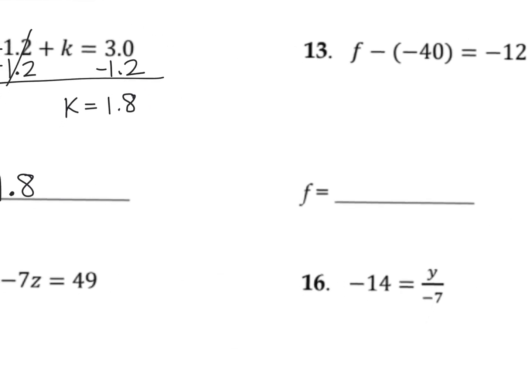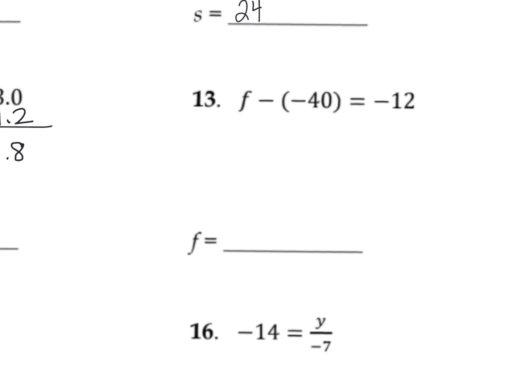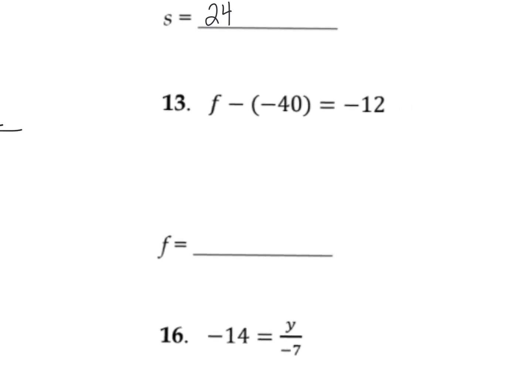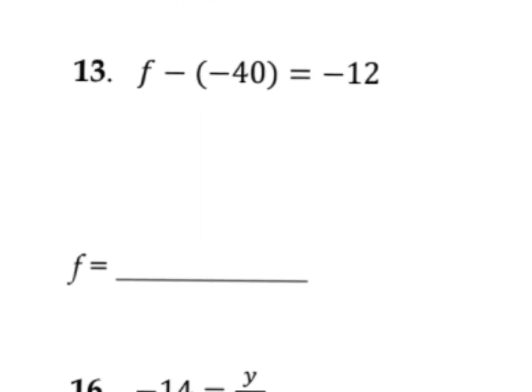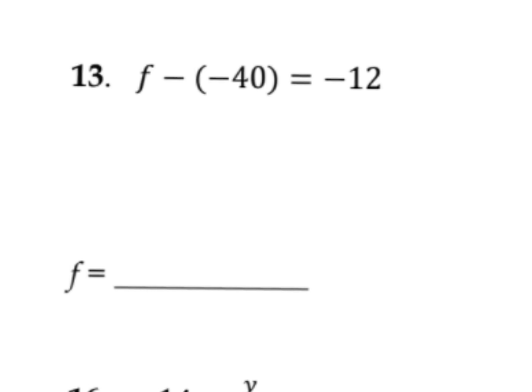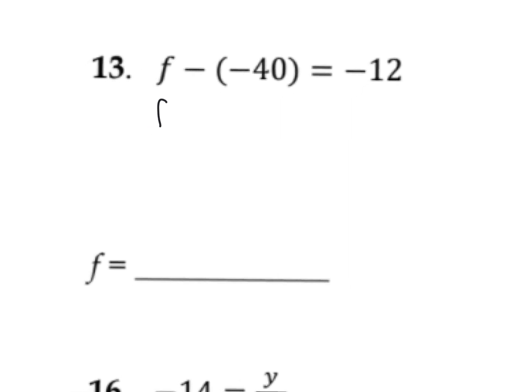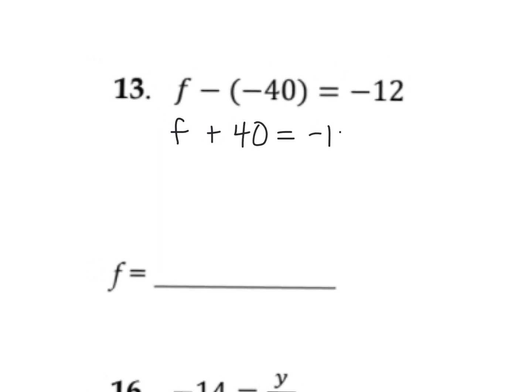One more. In number 13, I have f minus negative 40 equals negative 12. Now first, I would actually like to rewrite this problem. We often don't see minus and negative anymore. We would write that as plus. So I'm going to rewrite this as f plus 40 equals negative 12. Those are the same problems. Minus and negative is the same as adding.